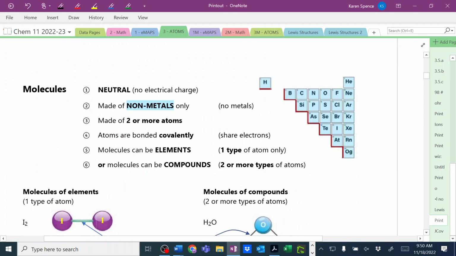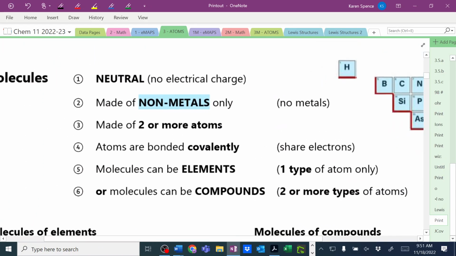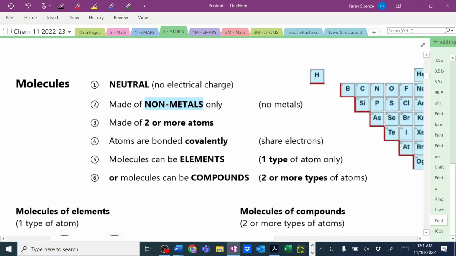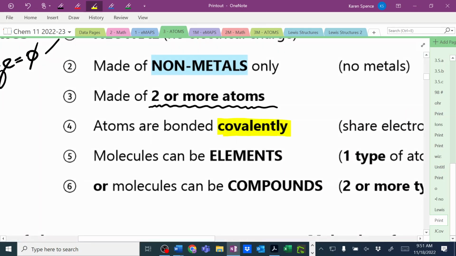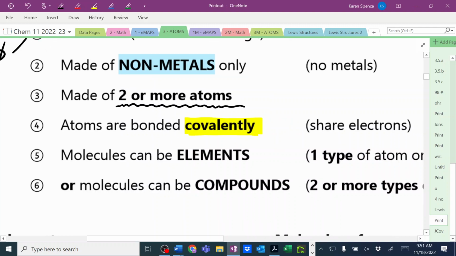Now, molecules. Molecules are also neutral. What does it mean to be neutral? No charge. The charge is equal to 0. Molecules are made of nonmetals only. You have to have 2 or more atoms, and the atoms have to be bonded covalently. What does it mean to be bonded covalently? That means you're sharing electrons.